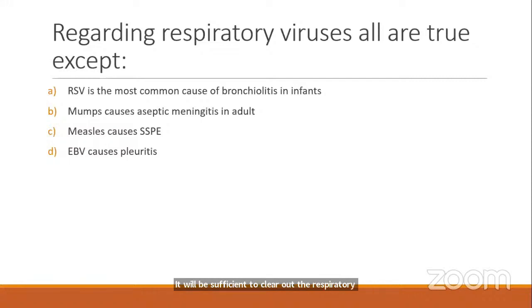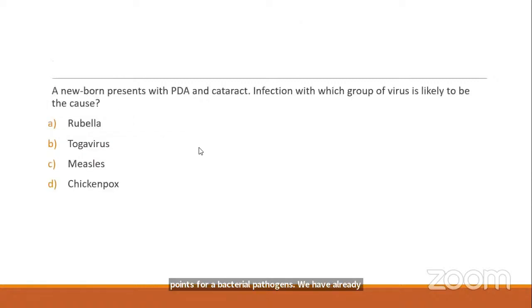Mumps is also a causative agent for aseptic meningitis. The term aseptic simply denotes that there is no visible pathogen which can be cultured or isolated back in a culture plate, especially pointing to a bacterial pathogen. Measles, we have already discussed about SSPE.